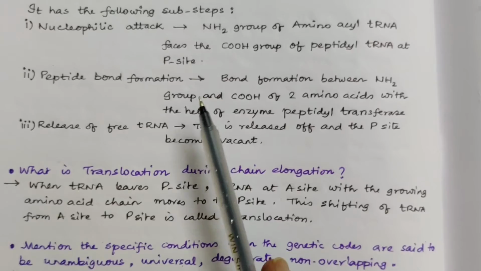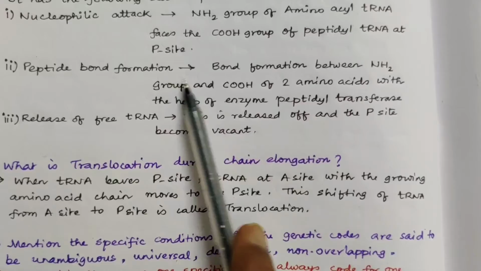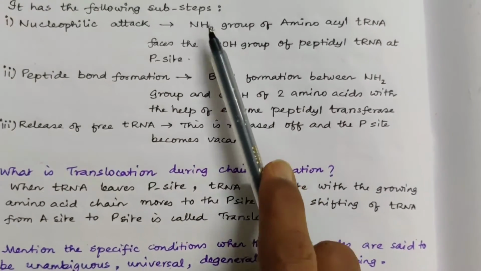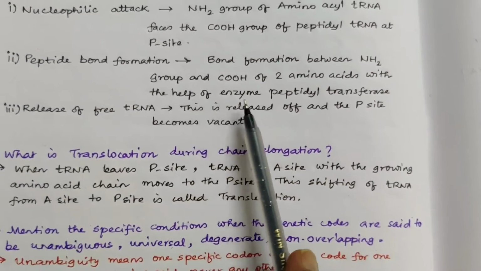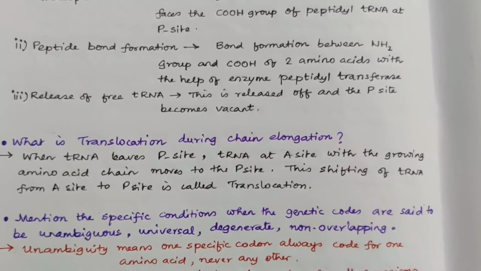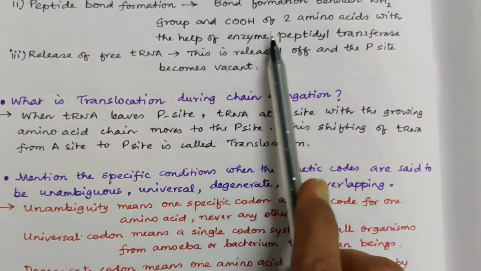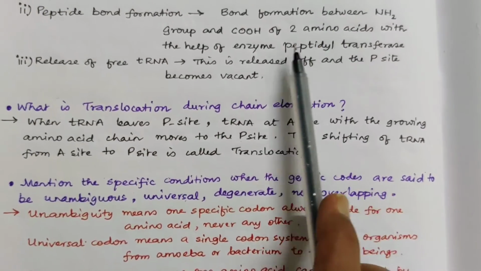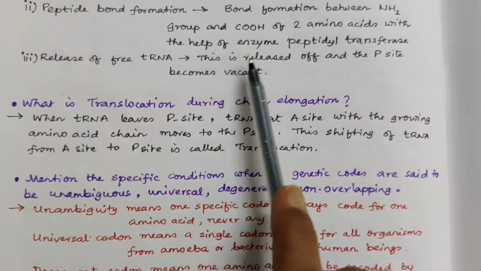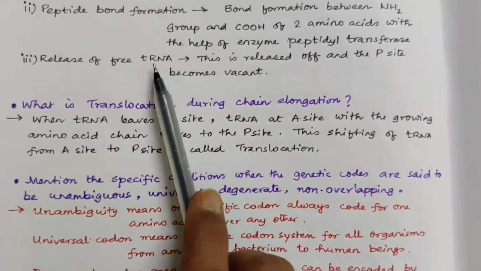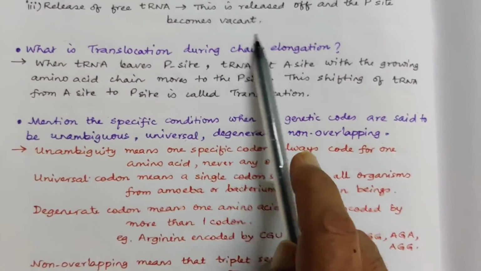So P site and A site are the two sites on the ribosome. Then comes the peptide bond formation. There is a bond between carboxyl group and amino group of two different amino acids with the help of enzyme peptidyl transferase. After that, third step is the release of free tRNA. So when this peptide bond is formed, the peptide linkage occurs, causing a polypeptide chain elongation. Then the free tRNA is released off at the P site and the P site becomes vacant.